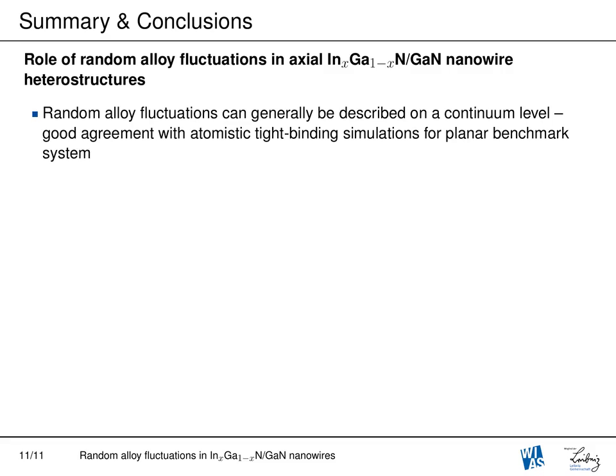So that brings me to the end of my presentation. Let me conclude. I have been talking about the role of random alloy fluctuations in axial indium gallium nitride nanowire heterostructures. We have seen that random alloy fluctuations can generally be described on a continuum level, and there has been quite good agreement with atomistic tight binding simulations for our planar indium gallium nitride benchmark system.